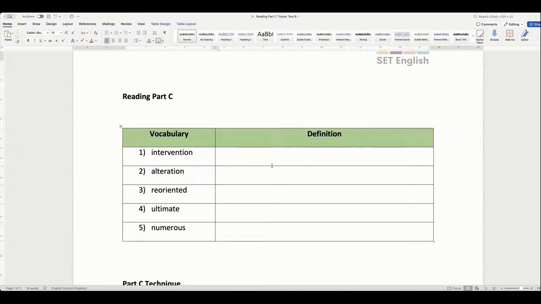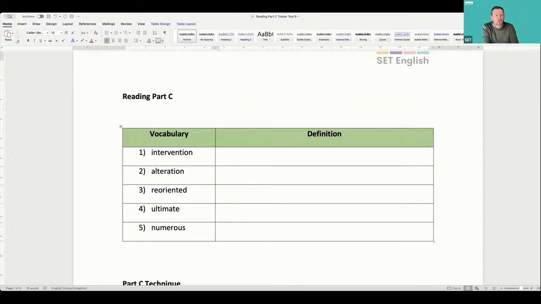Intervene. Intervene with an E at the end. Okay. Alteration. What's the noun? Alteration. What's the verb? Alter. Alter. Yeah, that's it. Okay.